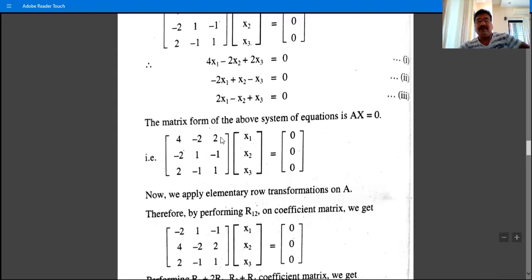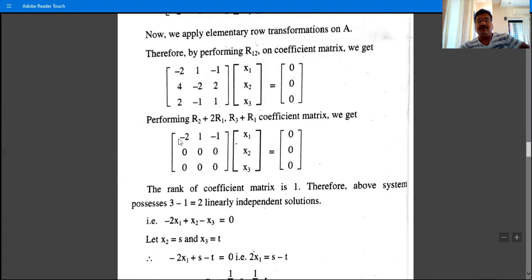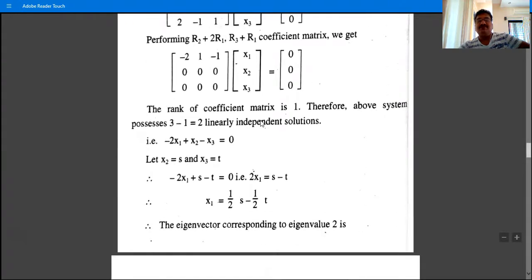So consider this matrix A, or A augmented with the 0 matrix, and convert the matrix to echelon form. This is the echelon form, actually. Divide throughout by minus 2, so we have 1, minus half, 1 half. This is the echelon form. So rewrite the equations. We have only one equation and there are 3 unknowns. So assign 2 unknowns: x2 is equal to s and x3 is equal to t. Then we have x1 as 1 half s minus 1 half t from this equation.